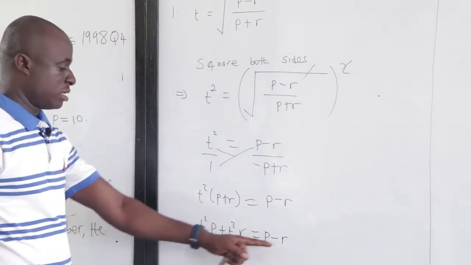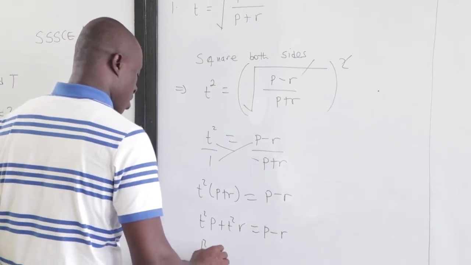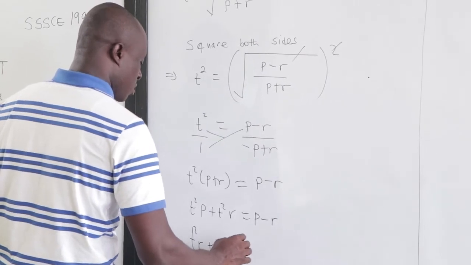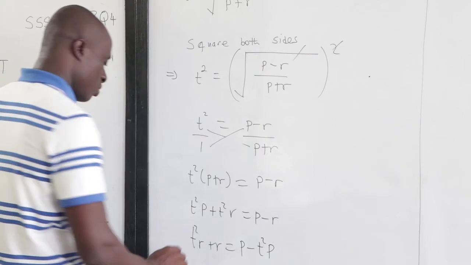I want to make R the subject. There's R here, there's also R here. We have to group like this. So you have T squared R plus R equal to P minus T squared P. R is common, so we factorize R.